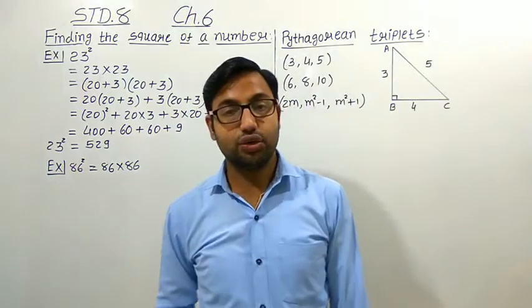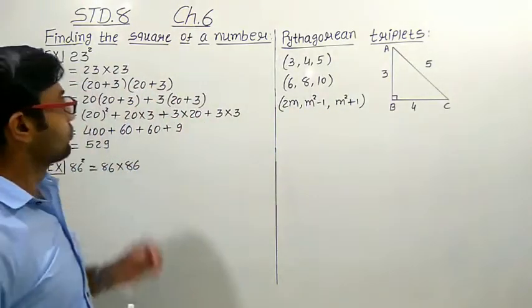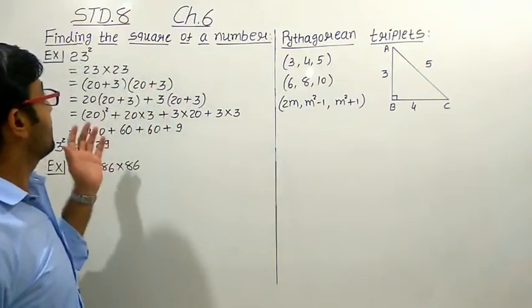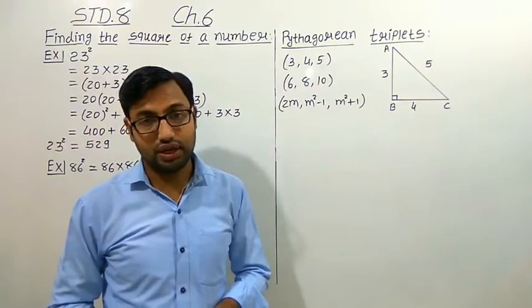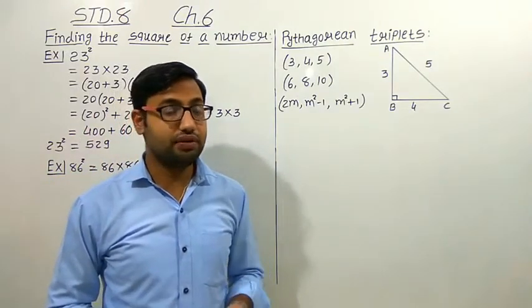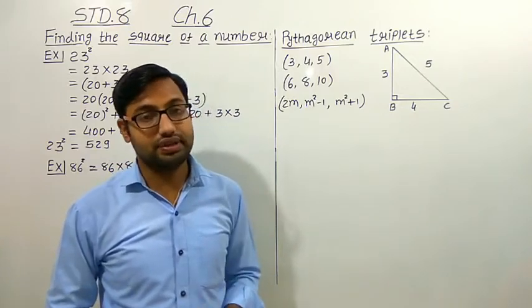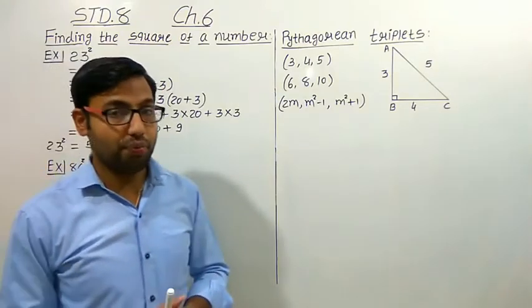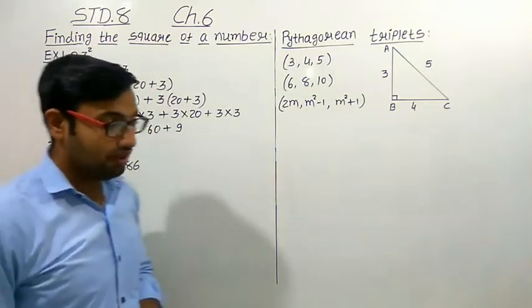Hello students, today we will study how to find the square of a number. This is the topic of Standard 8 chapter number 6, squares and square roots. Till now we have studied many of the interesting patterns related to this chapter. So today let us study some more important topics. Out of that, one is finding the square of a number.